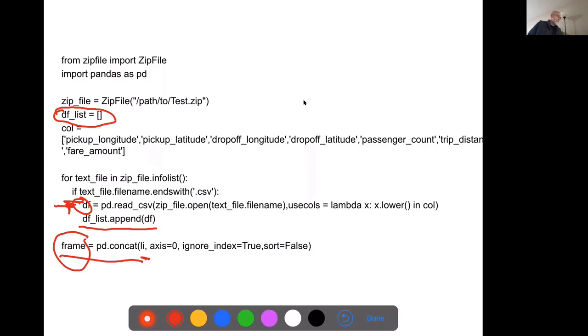Now it turns out that we can just concatenate two data frames together and create a third one. And so we don't need to keep a list of all the other data frames.